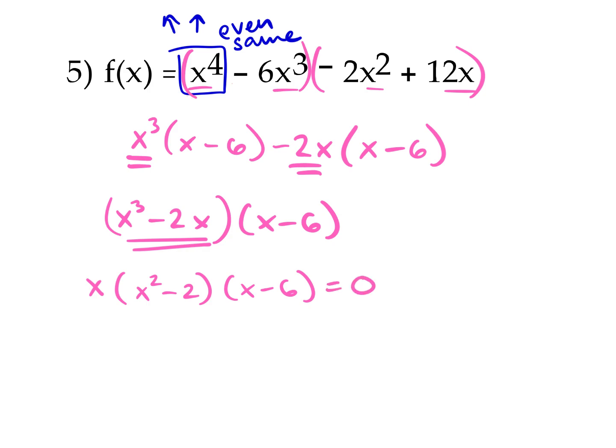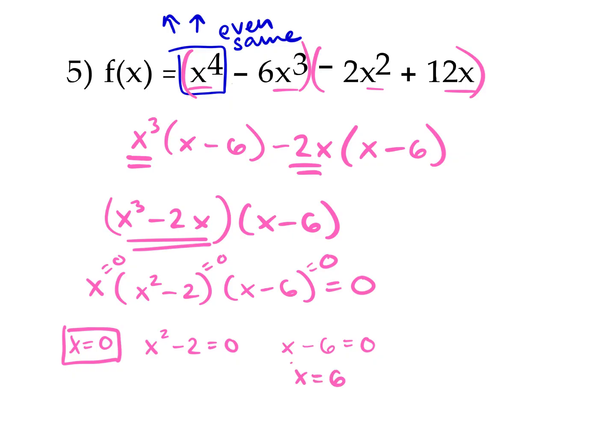So this is as factored as we can go. What do we do next to find the zeros? Set them all equal to 0. So we have x equals 0, x squared minus 2 equals 0, and x minus 6 equals 0. So x equals 0 is already solved for us. That's going to be one of our answers. Second one, we have x equals, or I guess the third one, x equals 6.